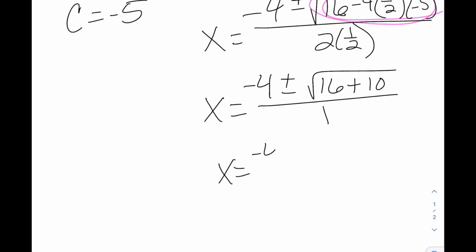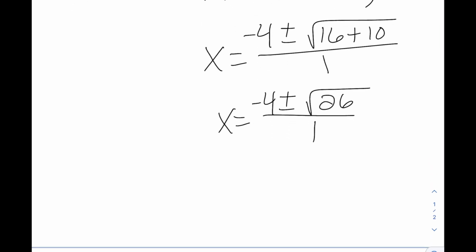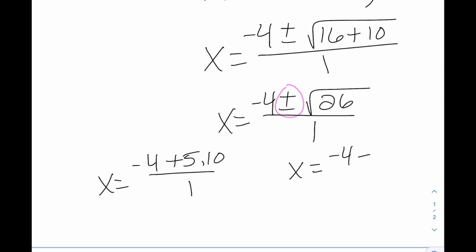This is going to be negative 4 plus or minus the square root of 26. And now I'm going to take the square root of 26, which is 5.10. I'm going to round to the hundredths place to make it a little bit more accurate. And I'm going to separate the plus minus. That's how we're going to get our 2 answers. X is equal to negative 4 plus 5.10, that's the square root of 26, over 1. And x is equal to negative 4 minus 5.10.